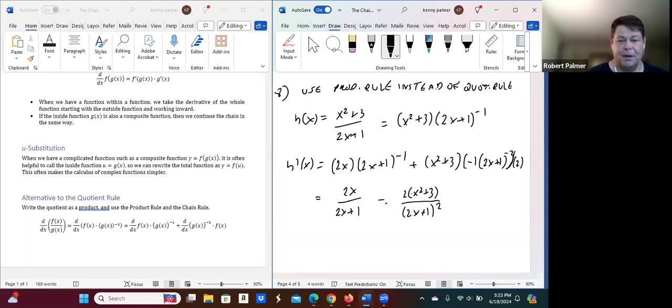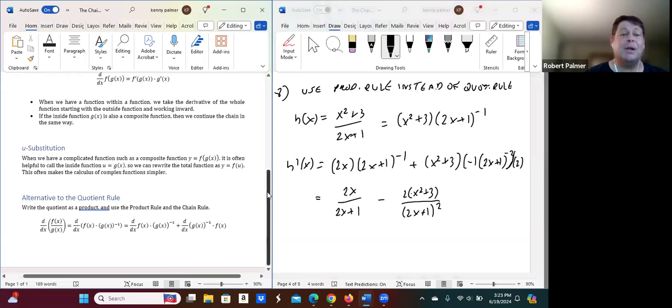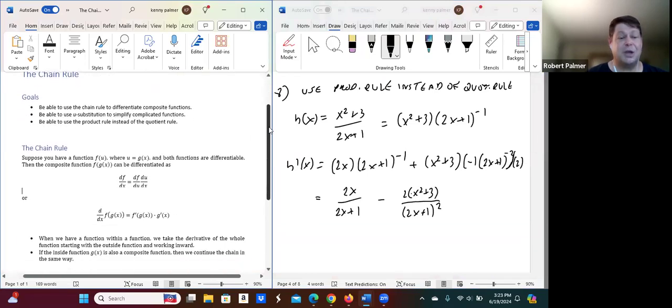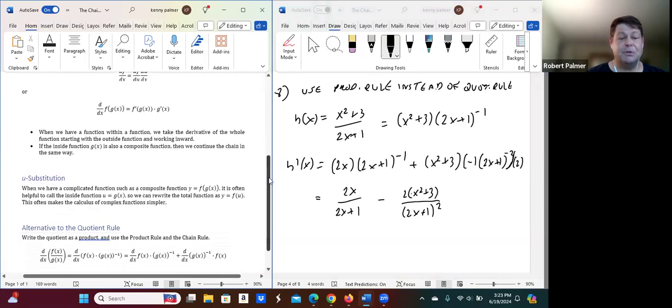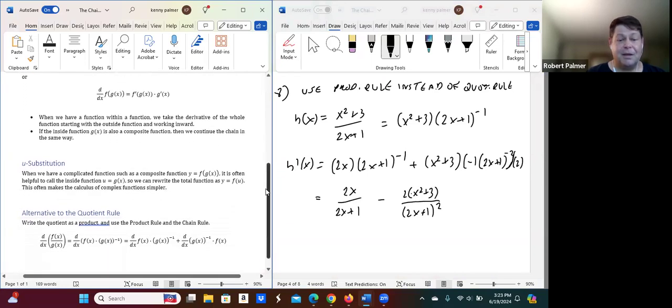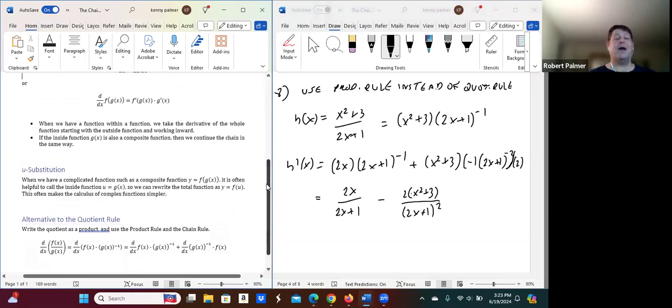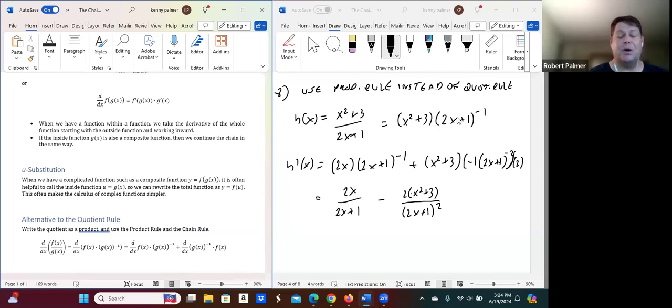Okay, let's review what we did. Today we learned how to take the derivative of complex functions, or composite functions, using the chain rule. We also learned how to do U substitution, which is often helpful in simplifying and rewriting a complicated function to make it easier to work with. And we learned an alternative to the quotient rule, which is to use the product rule along with the chain rule, writing the denominator as that term to the negative first power and using the product rule.